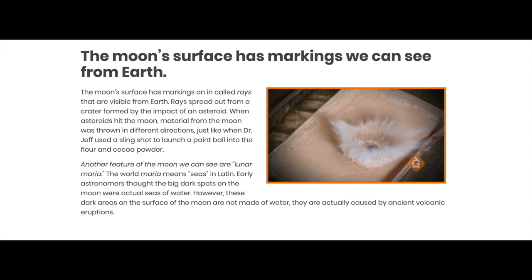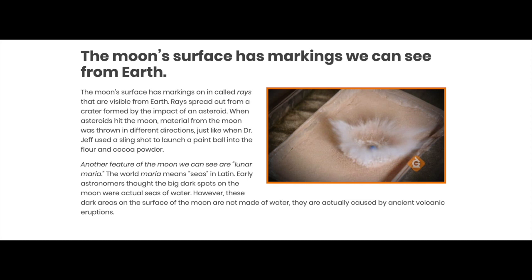Another feature of the moon we can see are lunar maria. The word maria means seas in Latin. Early astronomers thought the big dark spots on the moon were actual seas of water. However, these dark areas on the surface of the moon are not made of water. They're actually caused by ancient volcanic eruptions.